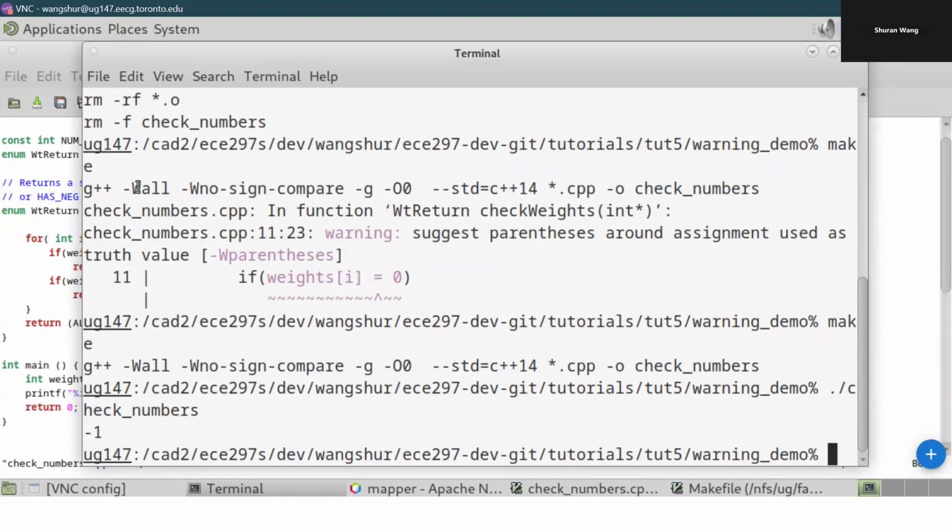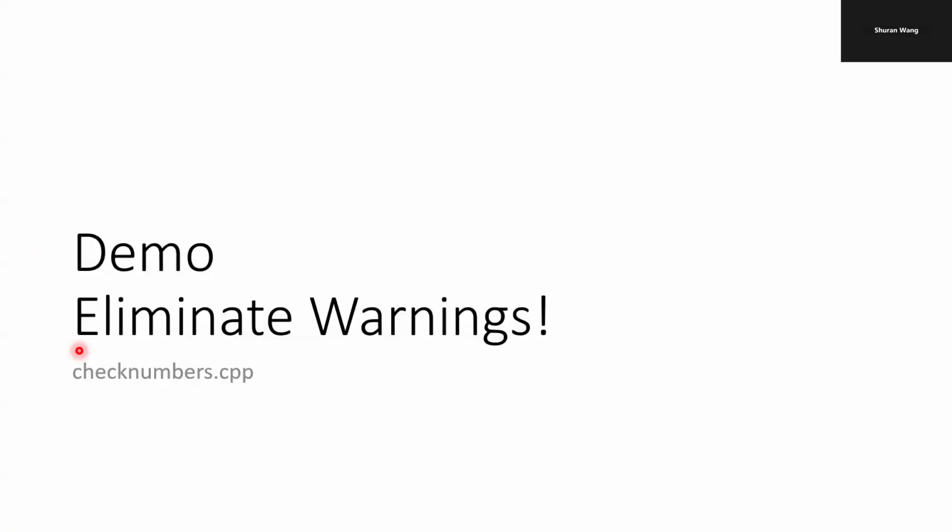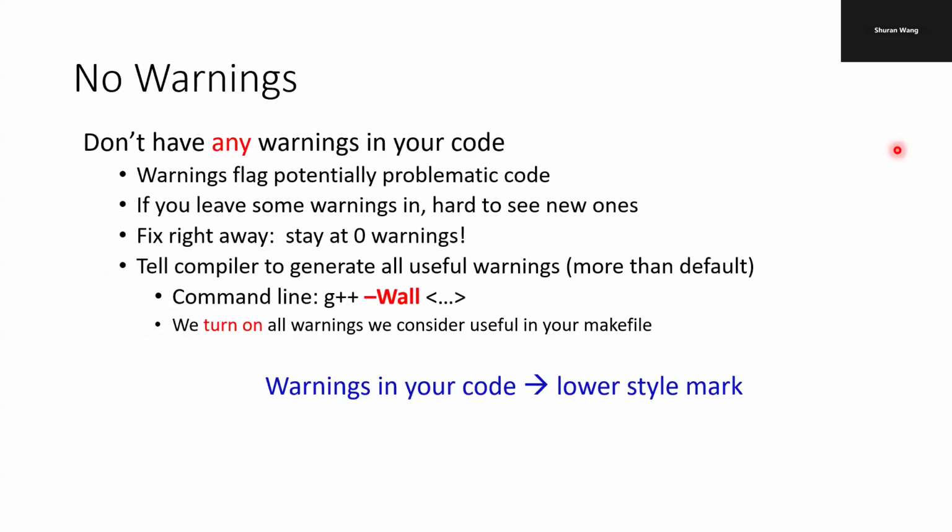Some of the compile warnings are helpful to help you debug. We are asking you to not have any warnings in your code, because warnings like what we just saw could flag potentially problematic code. If you leave some warnings that are not so important in, those important ones might be buried inside all of the warnings you're getting. So fix right away when you see a warning, stay at 0 warnings.